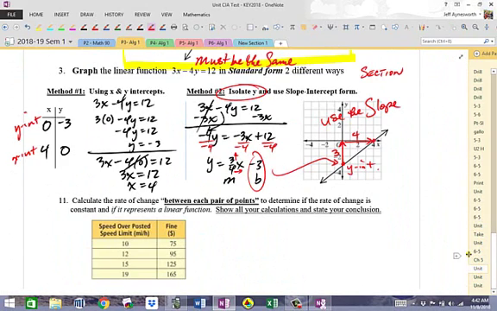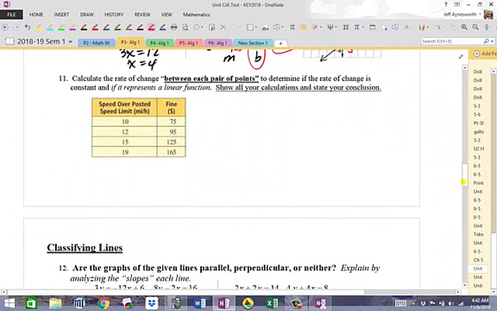Next one. Number 11, calculate the rate of change between each pair of points. We did this before on an earlier example. It says between each pair, so this is the first pair of points. From 75 to 95 is a rate of change of 20. From 10 to 12 is obviously 2. So this gives me my first rate of change: delta y divided by delta x is equal to 20 divided by 2, which is 10.